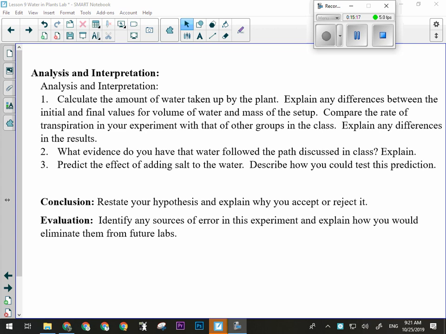Conclusion, same as always, copy paste your hypothesis, explain your acceptance or not acceptance with your data, okay, and then 2 sources of error, and how to fix them. People are kind of skimping on the how to fix them here lately. Okay, sources of error and how to fix them. All right, any other questions on that? All right, you got a little bit of time to work here before I go over the other labs.